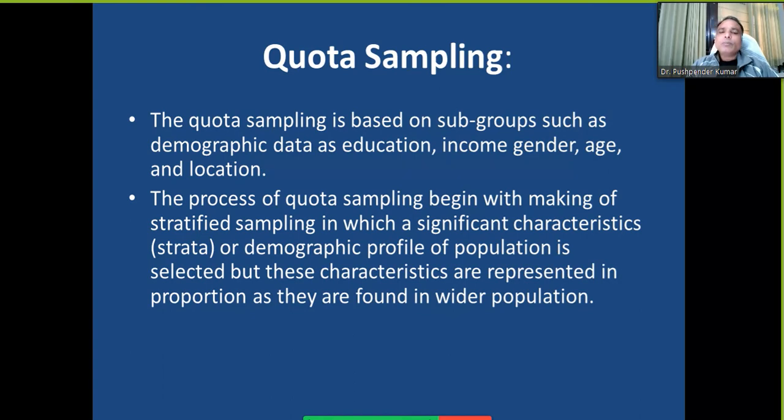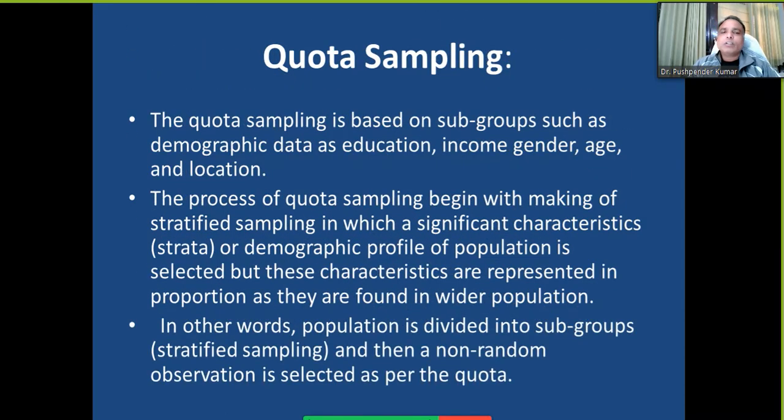So a demographic profile of the population is selected, but these characteristics are representative in proportion as they are found in the wider population. So now proportionality, we have strata on the basis of education, on the basis of income. In other words, the population is divided into subgroups, and then a non-random cell observation is selected as per the quota, right?